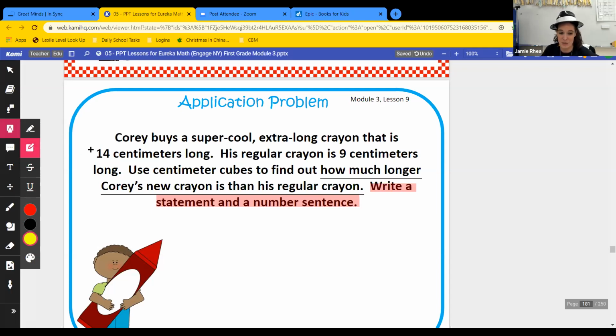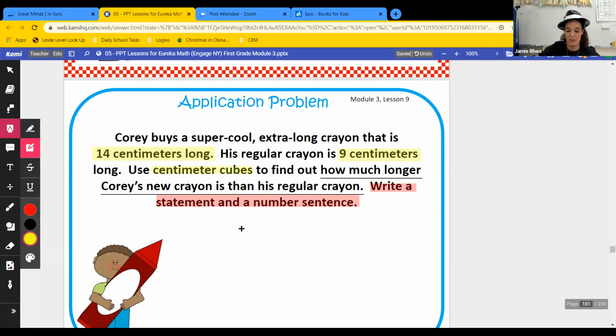14 centimeters is going to be my clue. So let's highlight that. His regular crown is 9 centimeters long. What's my clue there? 9 centimeters. Then it says use centimeter cubes to find out how much longer Corey's new crown is than his regular crown. Now, did that give us any clues? Kind of. It wants us to use centimeter cubes.